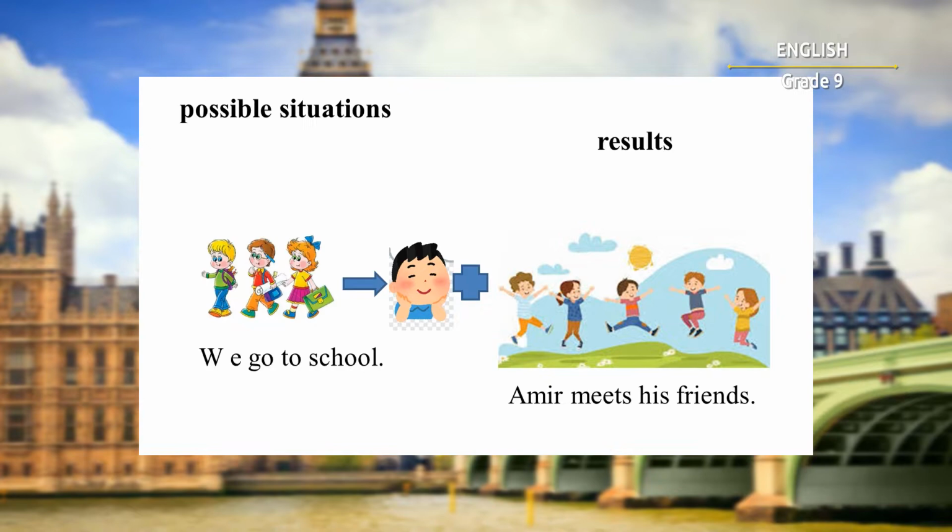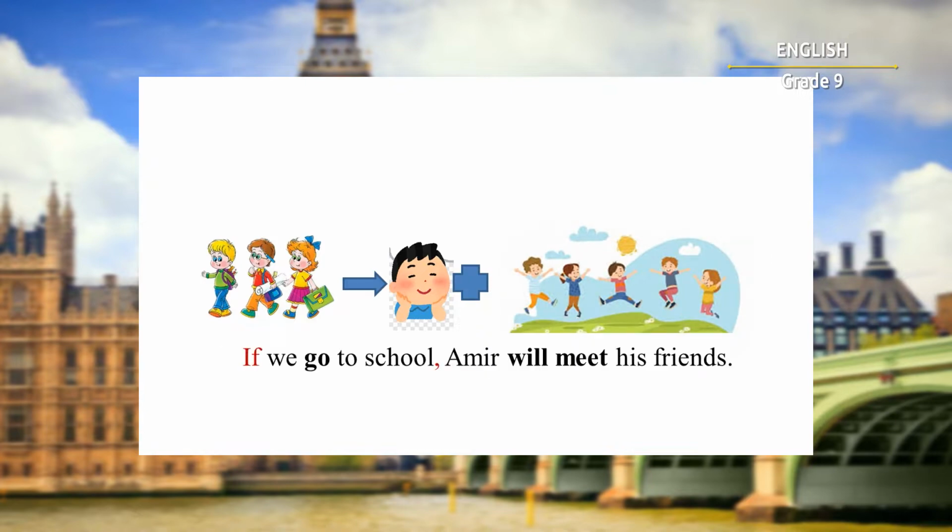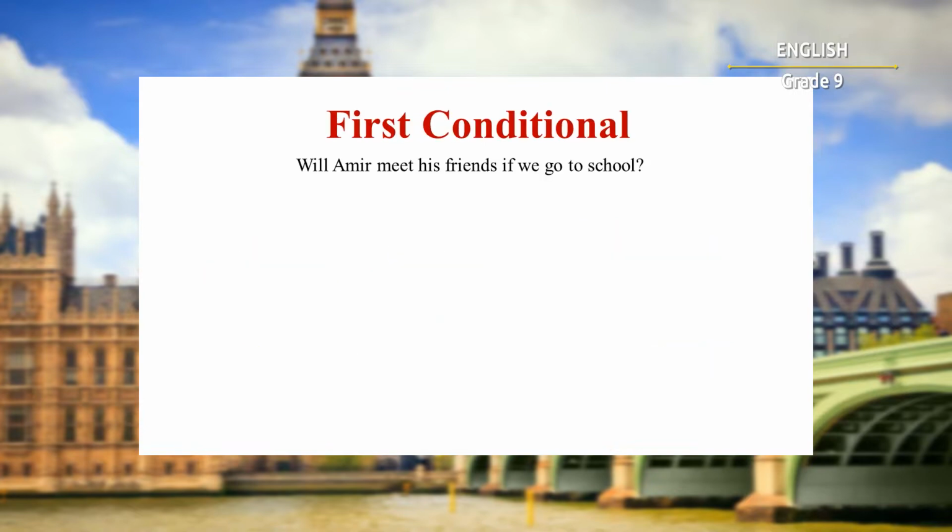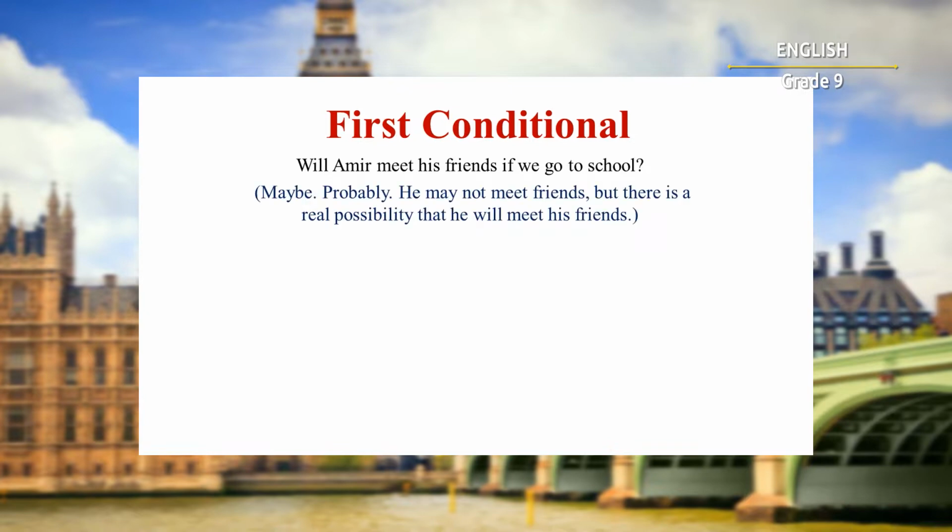Remember, the children in our story are talking about a future possible situation. If we put these 2 clauses together in one sentence, we will have: if we go to school, Amir will meet his friends. We use the first conditional sentence. Will Amir meet his friends if we go to school? Maybe, probably. He may not meet friends, but there is a real possibility that he will meet his friends.